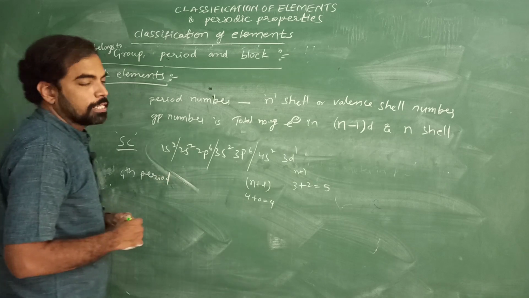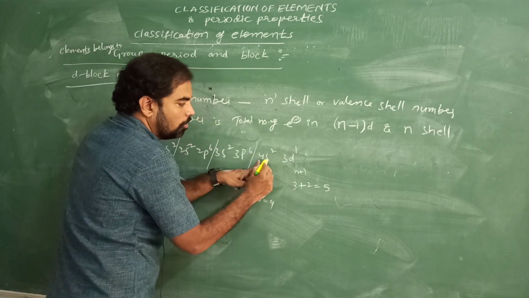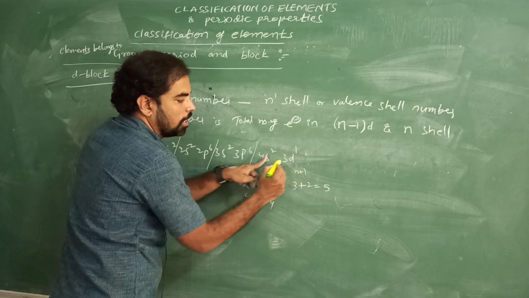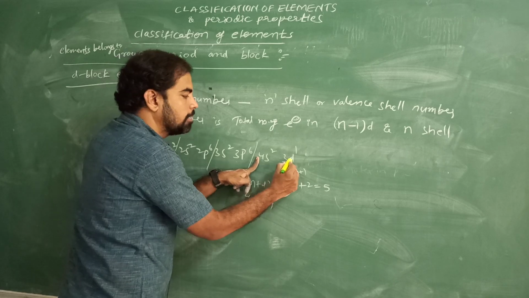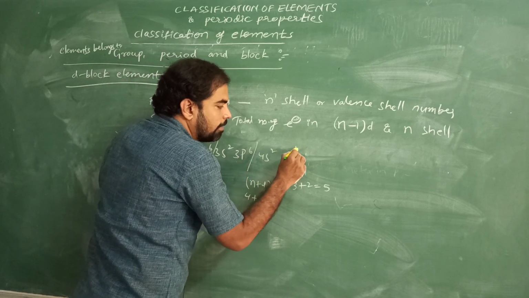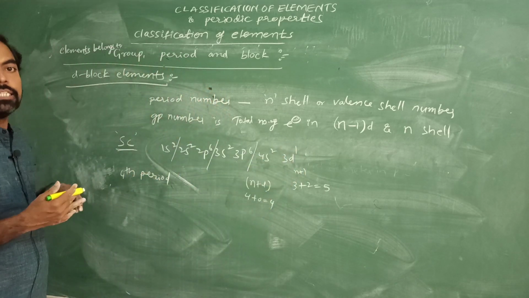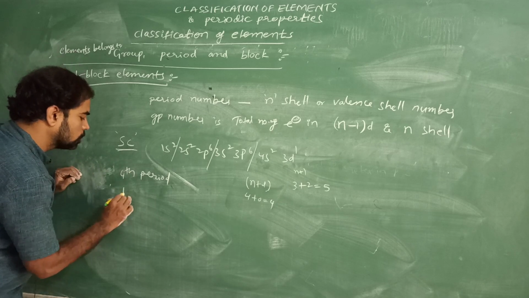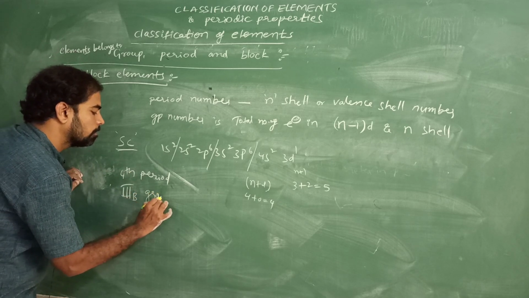Fourth period. What is the group number? How many electrons are in the n shell? 2 electrons. n-1 means 4 minus 1, 3. In 3d, 1 electron is present, whereas in 4s, 2 electrons. 2 plus 1, total number of electrons is 3. That means scandium belongs to the 3B group.